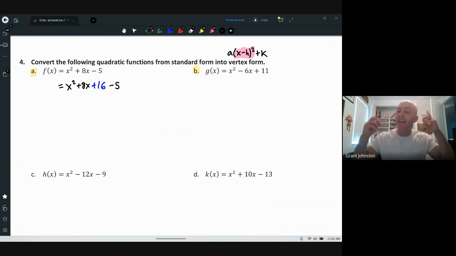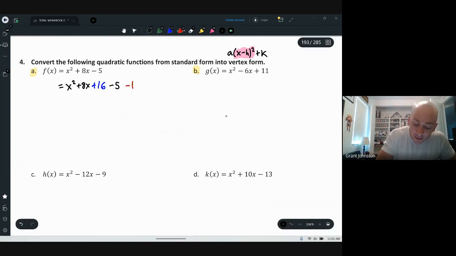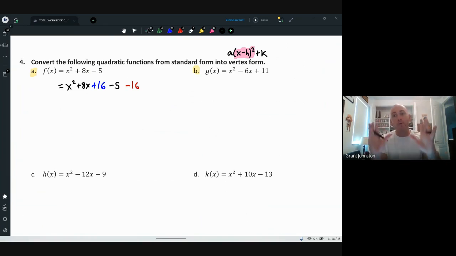So to maintain the equality, if I'm just adding a 16 on the right side, to counteract that I'm also going to subtract a 16. Okay, because I've got to keep it balanced. So if I add a 16, I need to subtract a 16 to maintain equality. Now you might be like, what the heck are you doing? Why do I have a plus 16? Why did I do this?